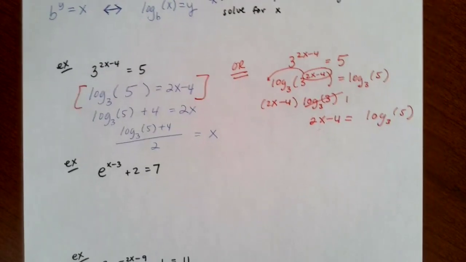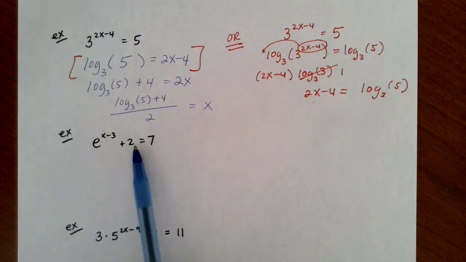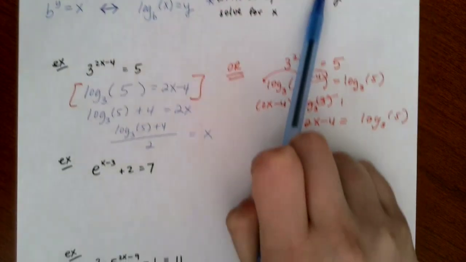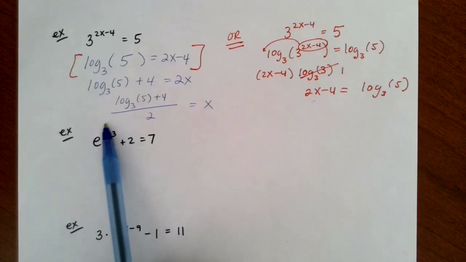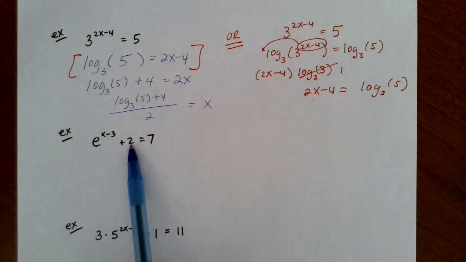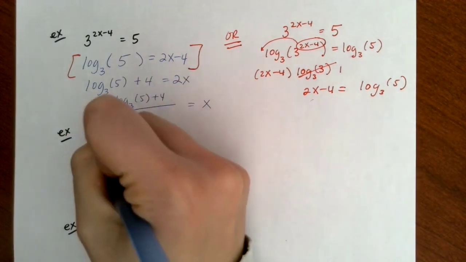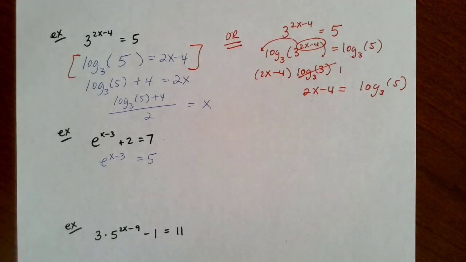All right, let's try another one. I have 3 examples total in this video. This is the first one where we do have to do the first step here, isolate the exponential. So we're still solving for x, just like the first example, but the e to the stuff is not alone in this equation. It has this plus 2. So I'm going to start by subtracting the 2 over to the right-hand side. And I get e to the x minus 3 equals 5.